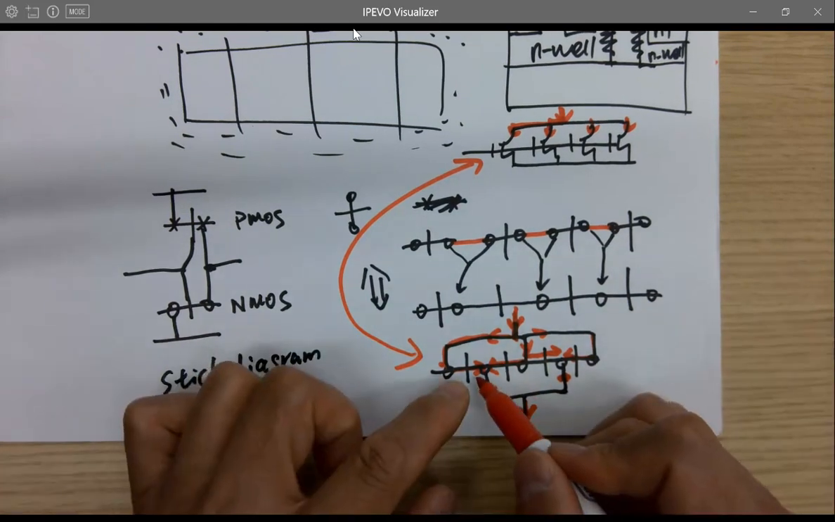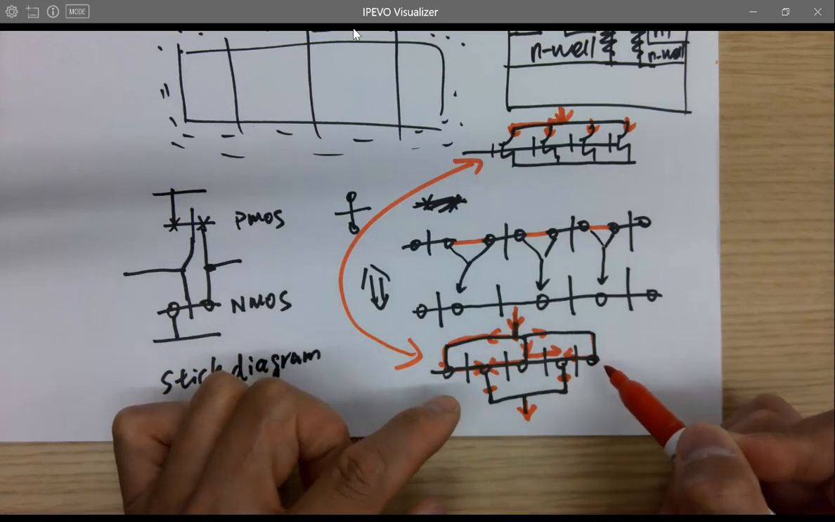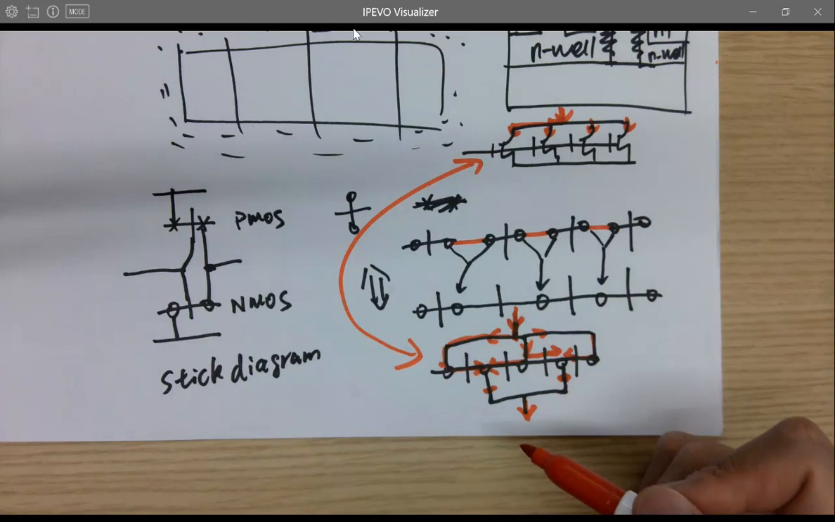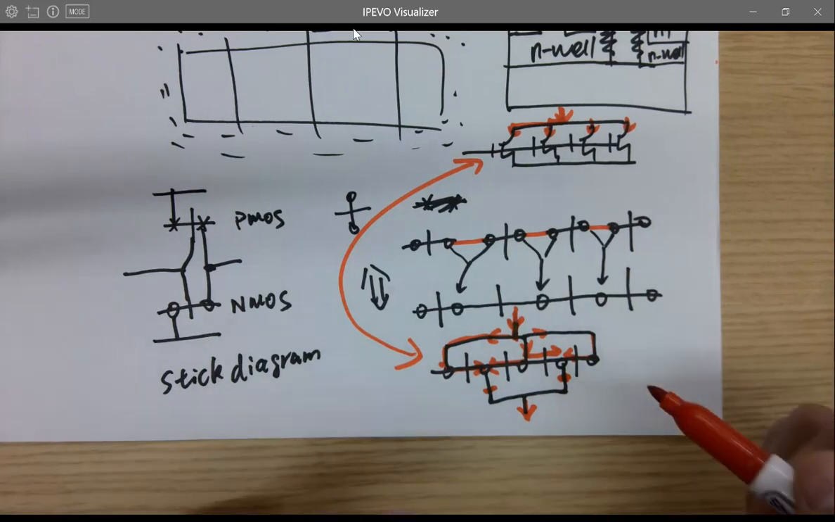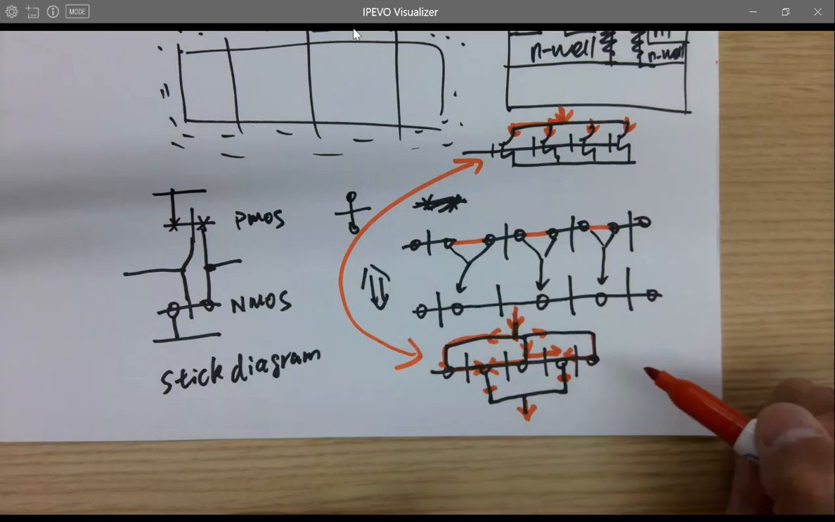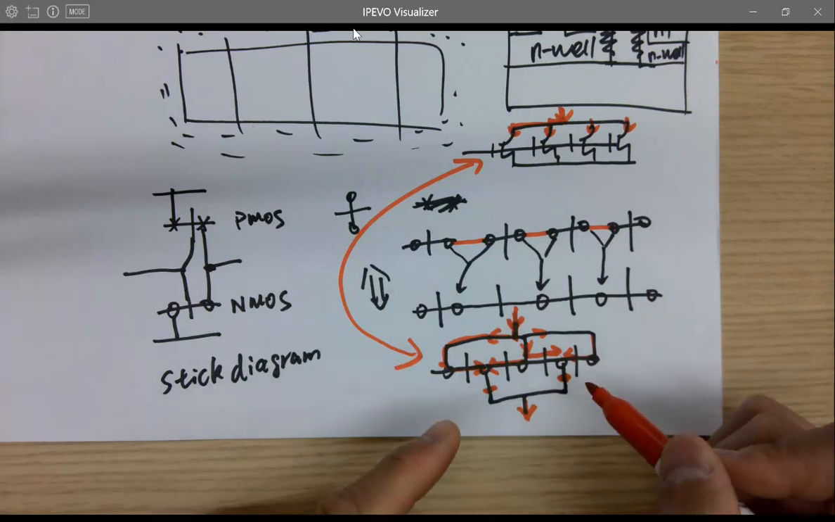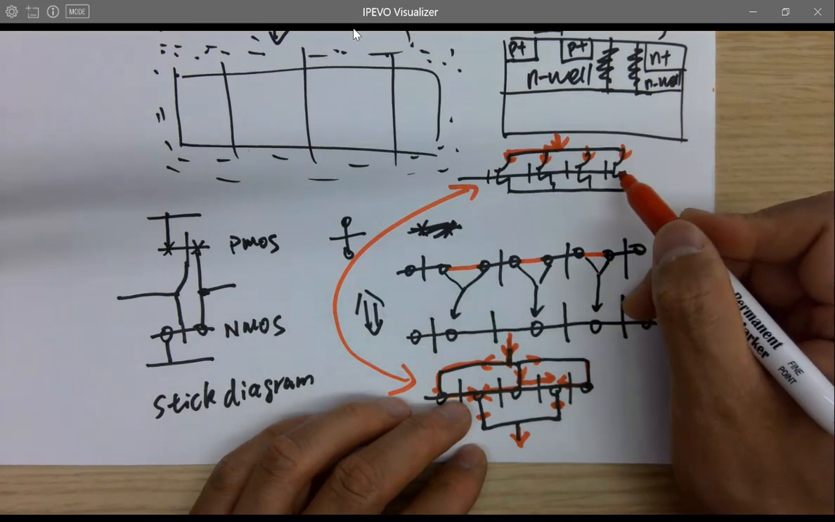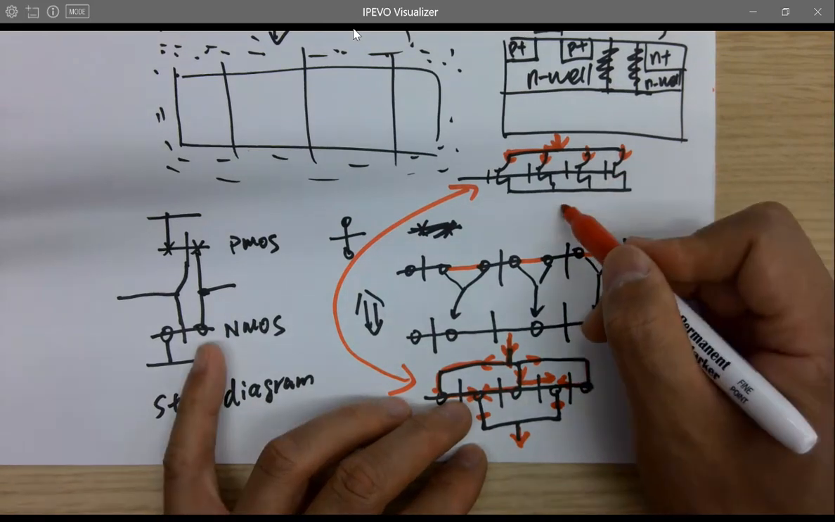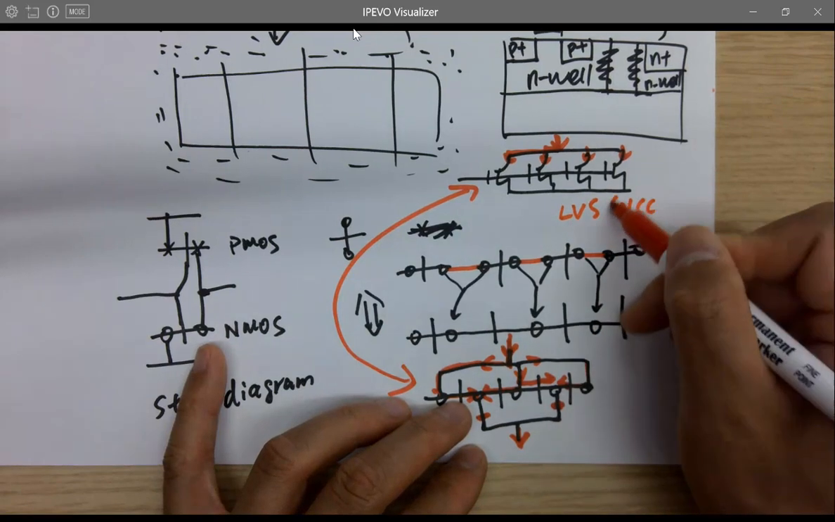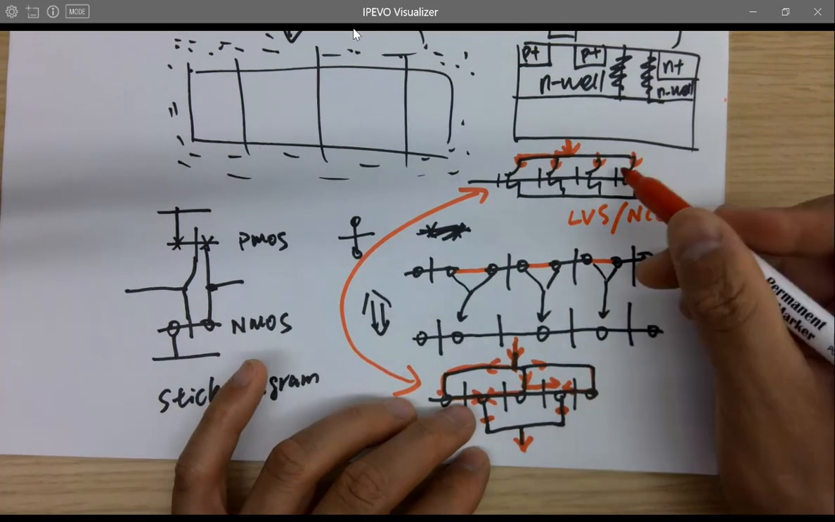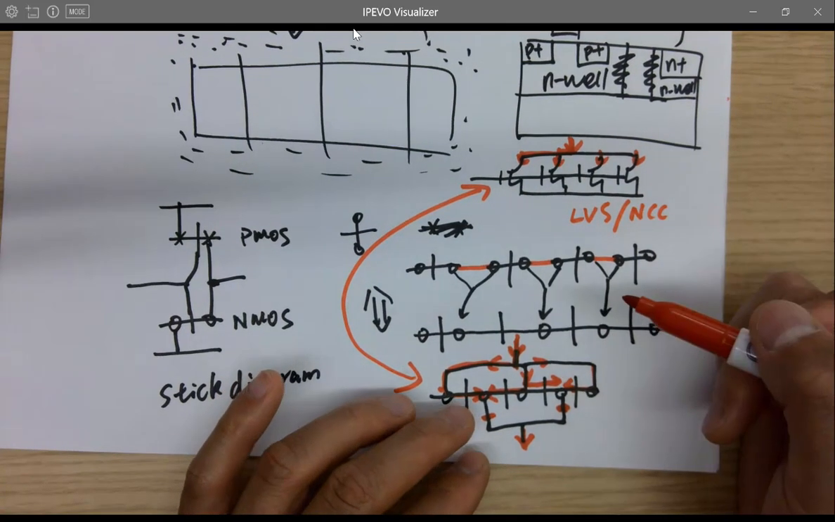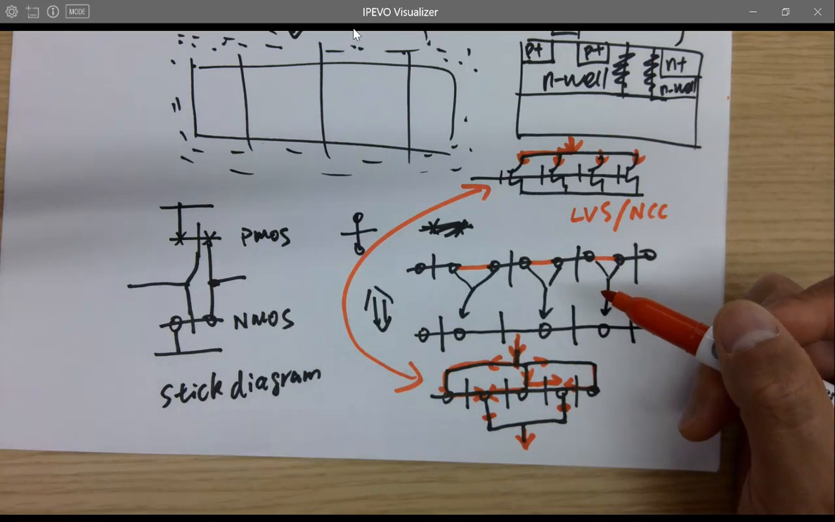Even though I drew the four transistors in a line, actually they are in parallel. Is that magical? It seems like they're in series, but it depends on how you draw the wires, how you make the connections. So you can still make them in parallel. And if you draw this in layout, or in your schematic, you'll be able to pass LVS or NCC. They're the same circuit, so the EDA tools understand it, so you don't have to worry about that. Make sense?